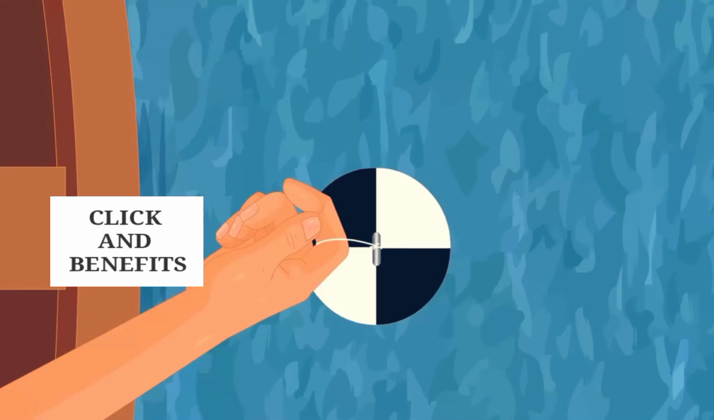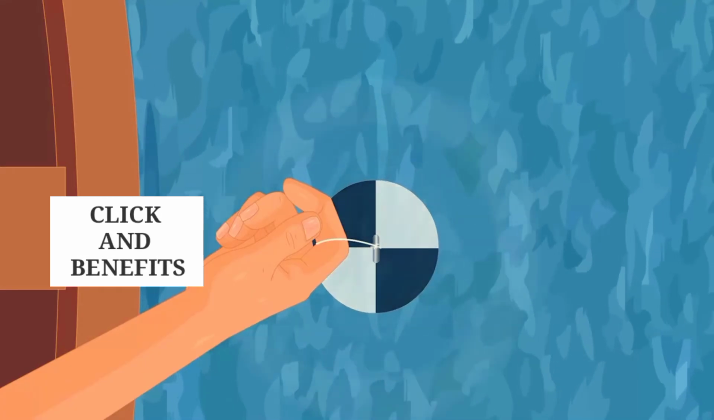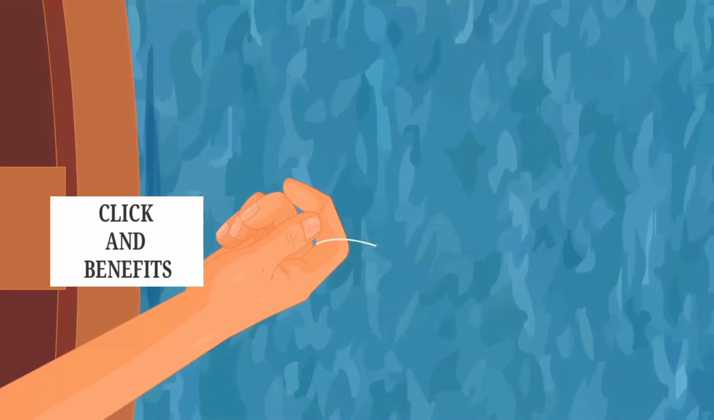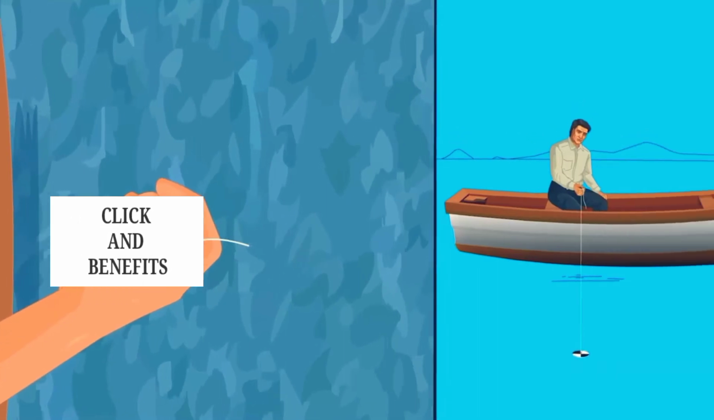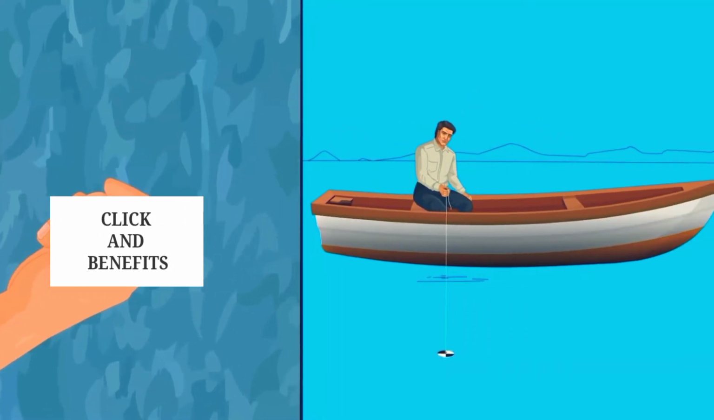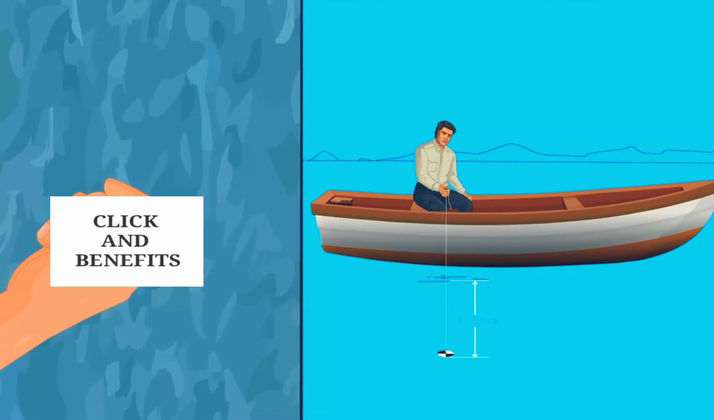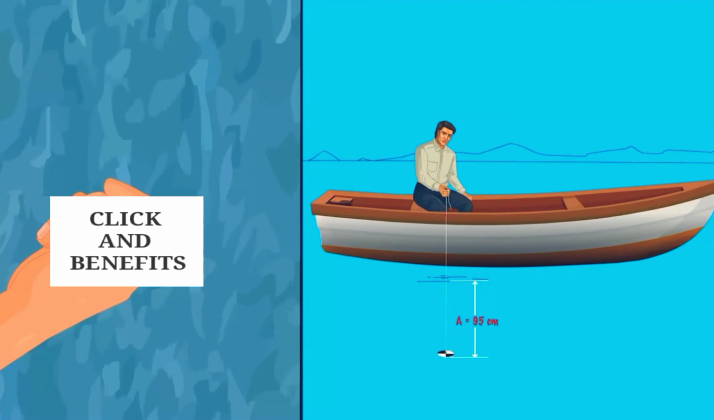Slowly immerse the Secchi's disc into water vertically, holding the rope tightly in the hand till the black and white segments of the disc disappear. On reaching a particular depth, the disc becomes completely invisible. Length of the rope when the disc disappears, say A, is equal to 95 centimeters.